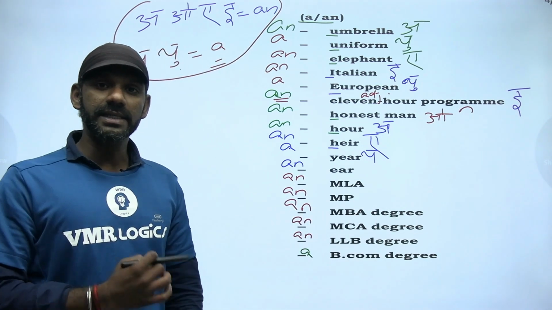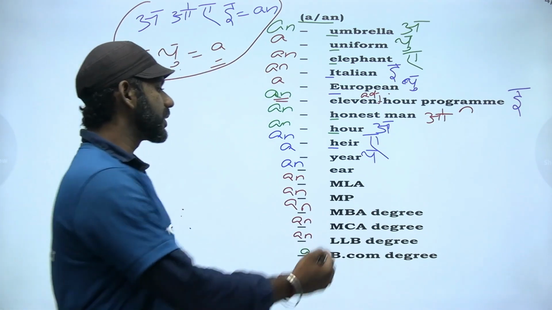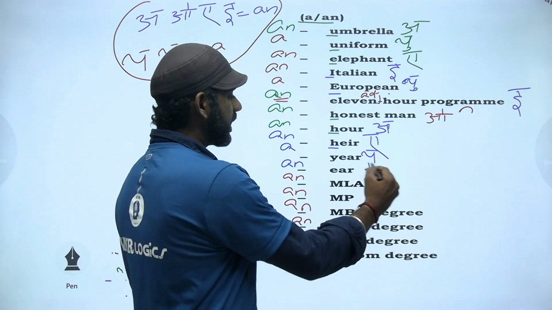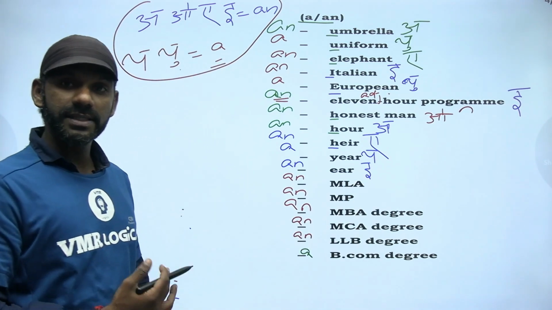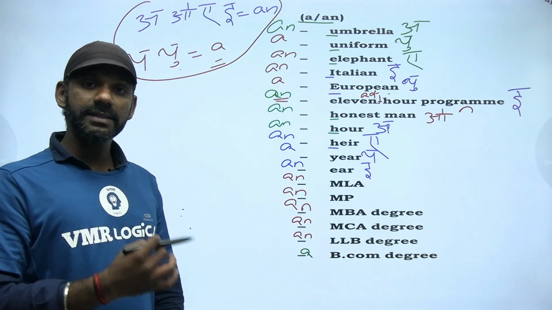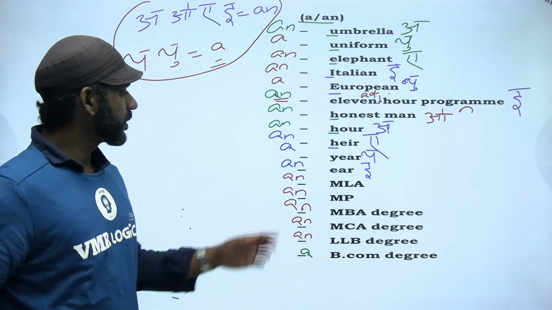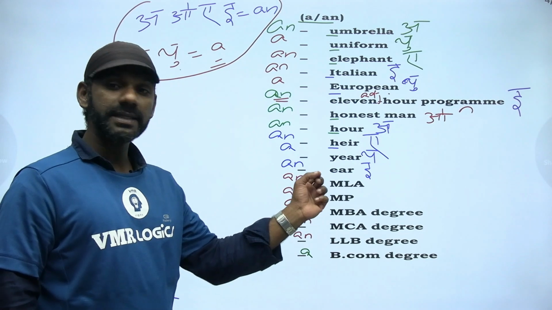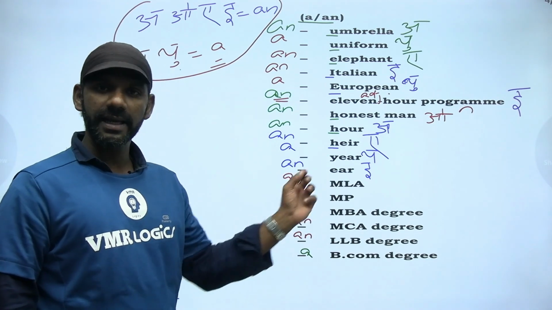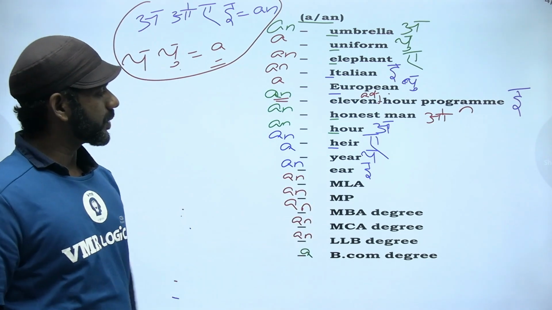E-A-R is pronounced as ear. Ear, the first sound is E, right? Y-E-A-R is year, the first sound is ya. E-A-R is ear, the first sound is E. So it must be a year and an ear. Come to the next one.